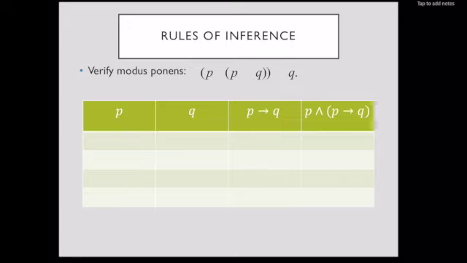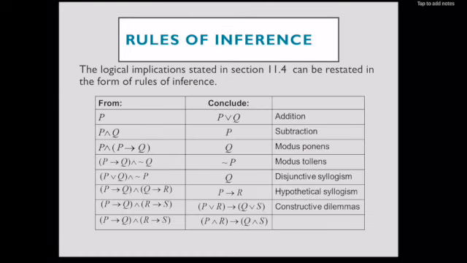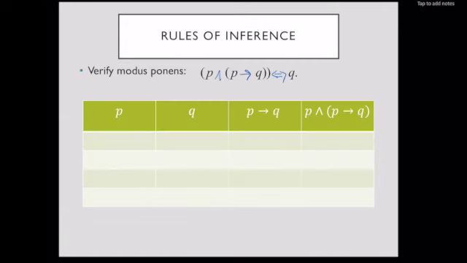So I've got P. Why does it not copy over? Darn it. I have P and P implies Q, that's going to give us Q. Let me double check that. So I have P and P implies Q, that gives us Q.